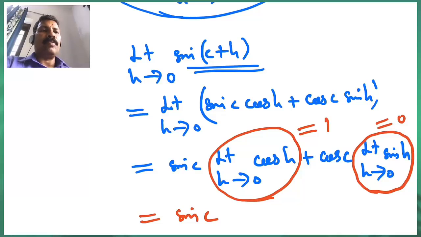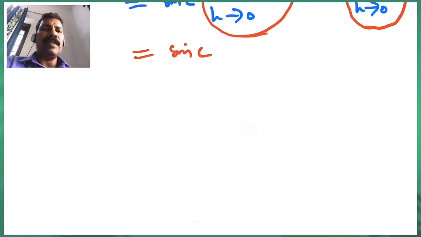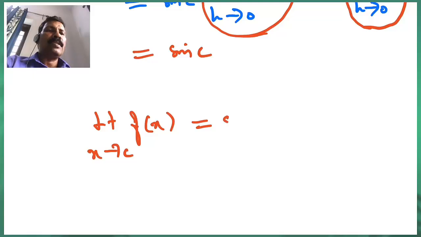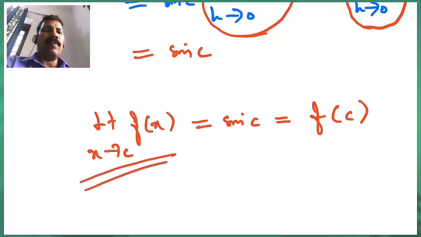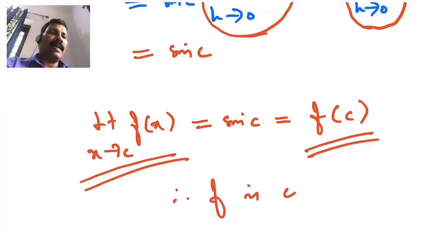So what we could prove is that limit of f of x as x tends to c is equal to sin c, and that is equal to f of c. So the limit value and functional value of the function are the same at x equal to c, and c is any real number. Therefore f is continuous, that is, the sine function is continuous.